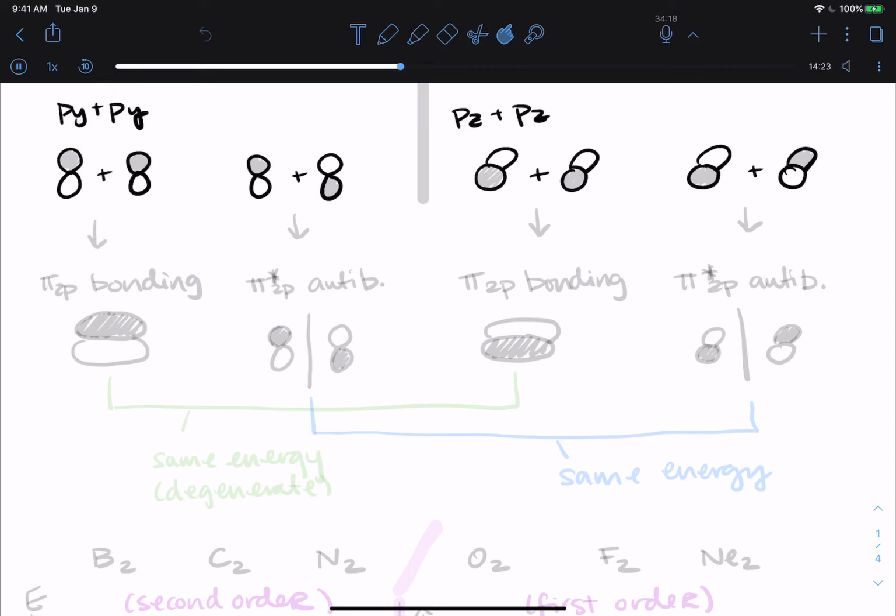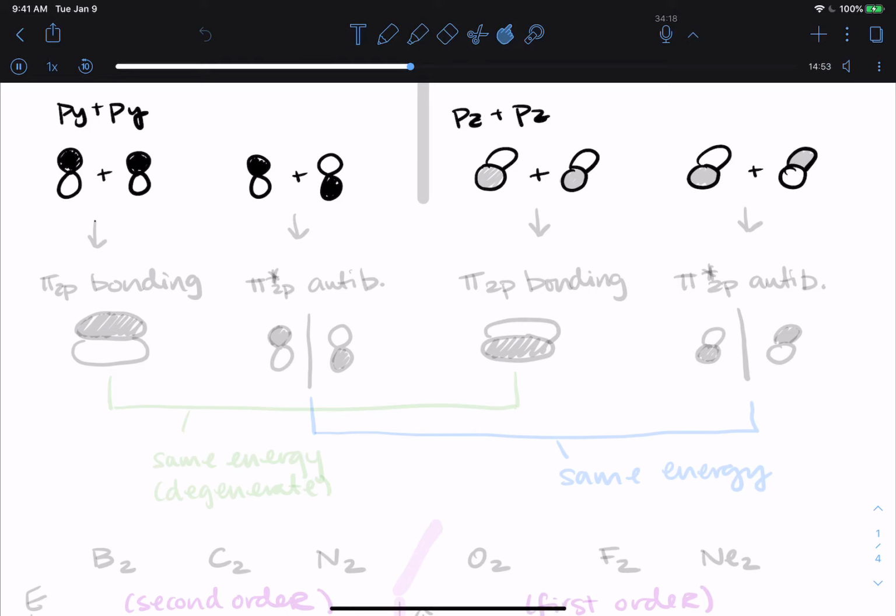So on the py side, I'll have a bonding combination. So that's, say, both of the top lobes shaded. When they come together, the two shaded parts will interact, so it'll be constructive, and the two unshaded parts will interact, so that will be constructive. And I'll have an anti-bonding, which means the top lobes are oppositely shaded and the bottom lobes are oppositely shaded.